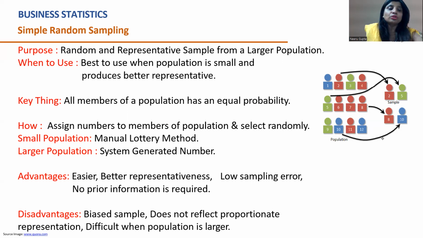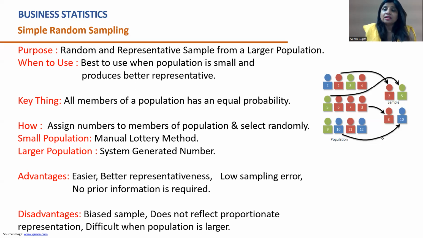As I told you earlier, probability sampling means every unit of the population has an equal chance of selection. How will we do it? We will assign numbers to the members of the population and then select randomly. As in my example, suppose there are 40 students, what will I do? I will put a slip of every student in the lottery. Similarly, I can assign numbers or whatever I want. And manually, it's a lottery method.